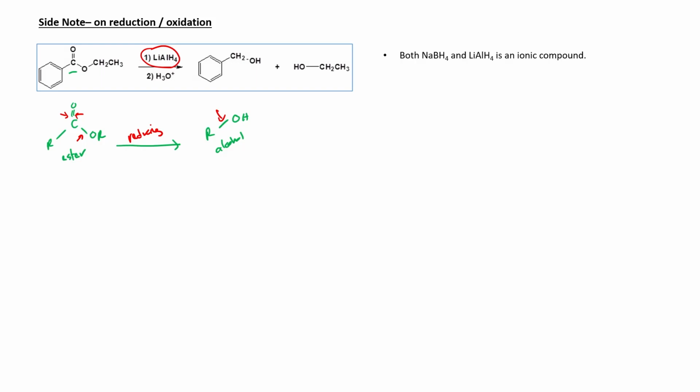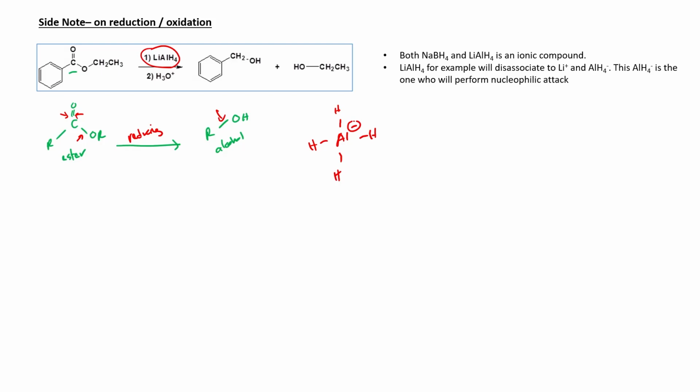Both sodium borohydride and lithium aluminum hydride are ionic compounds. So when you put them in water, they will dissociate into lithium plus and aluminum hydride. This aluminum hydride, so Al, H, H, H, and then you have minus, is the one that will perform the nucleophilic attack. Here the negative charge doesn't mean there are 2 electrons. So you need to start the nucleophilic attack from this bond.